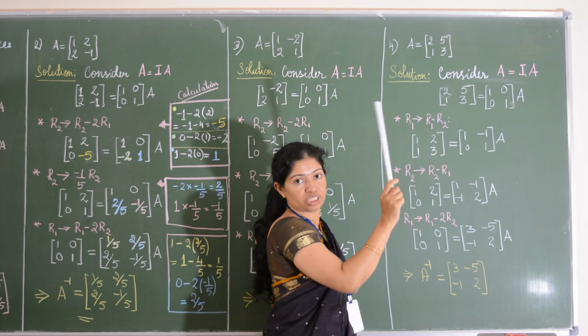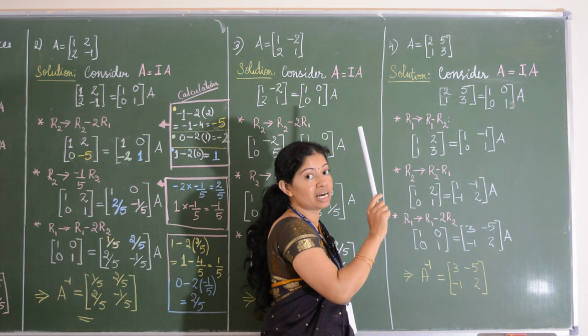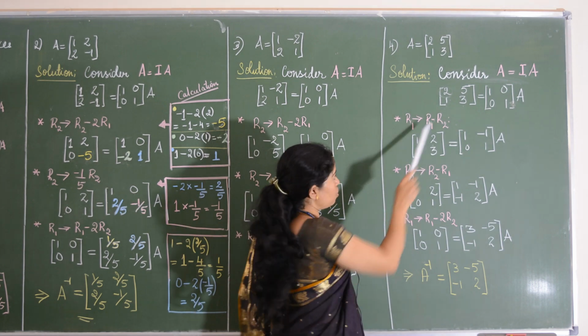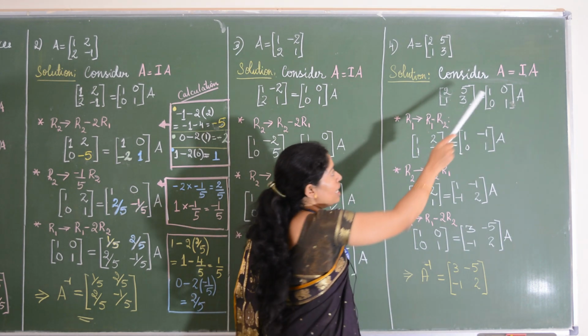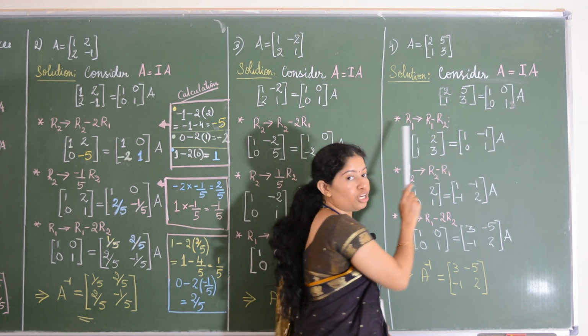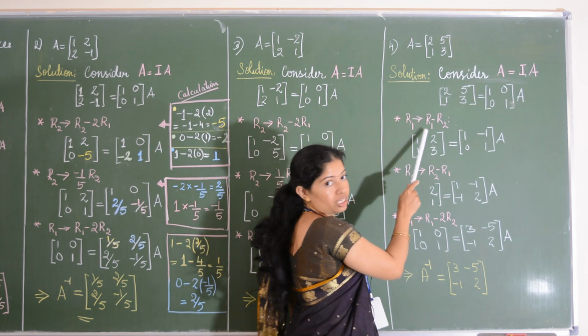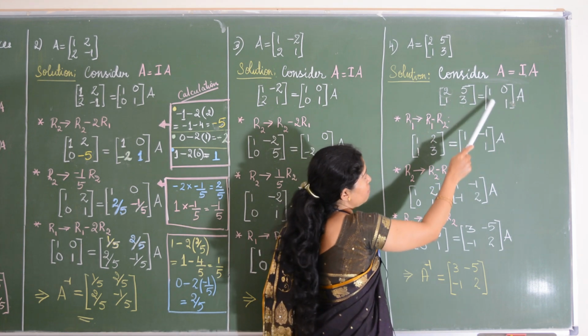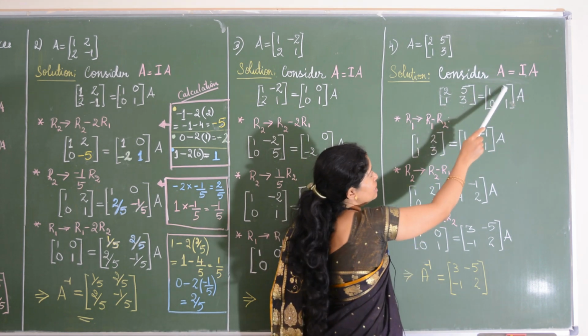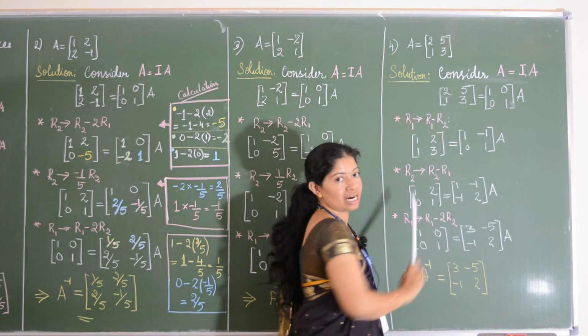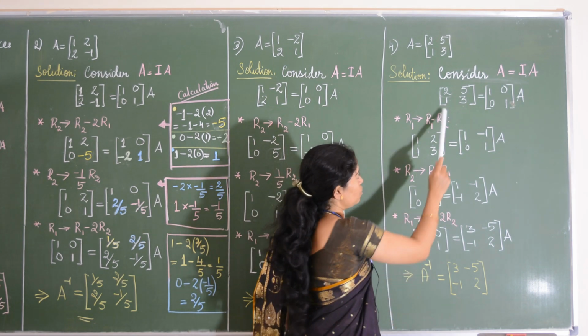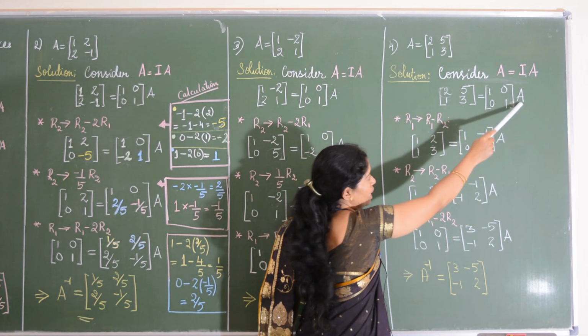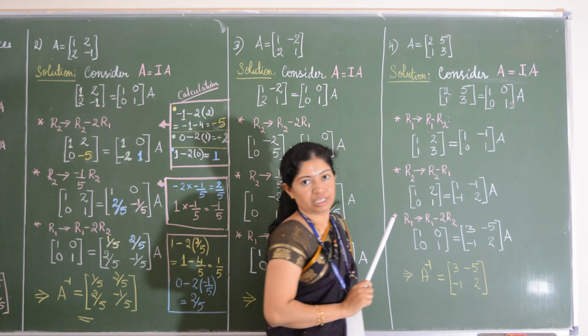Second row, no changes because we are not applying the elementary operation to the second row. Copy as it is. Here also, to the first row, you need to apply this elementary operation, that is R1 minus R2. So 1 minus 0 is 1, 0 minus 1 is a minus 1. Second row as it is. Then write this matrix A as it is.